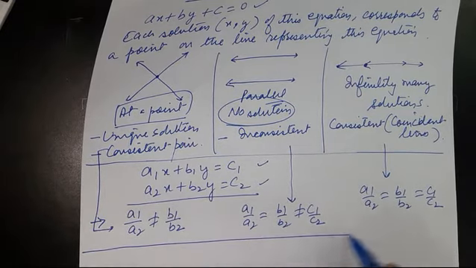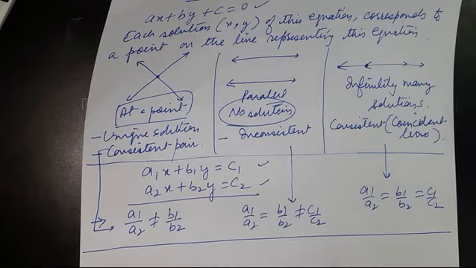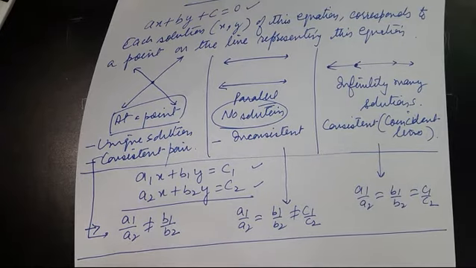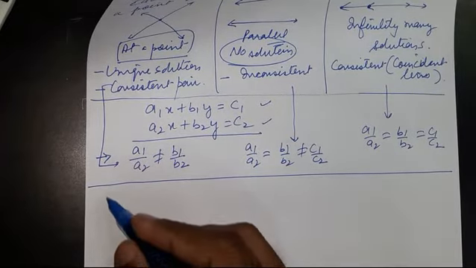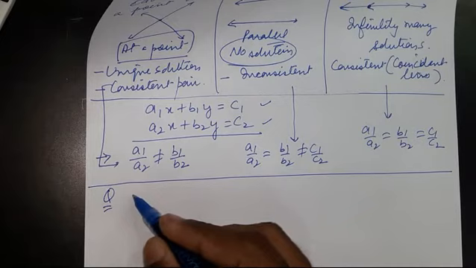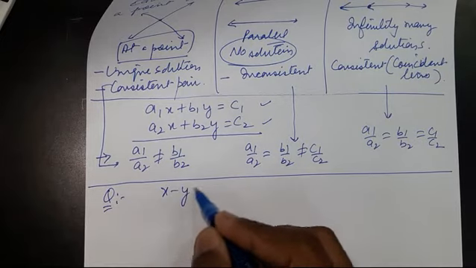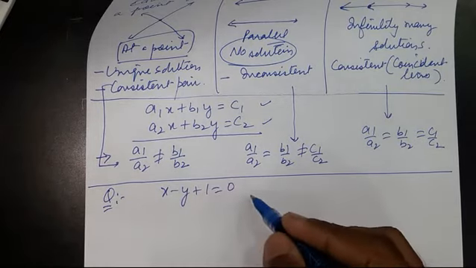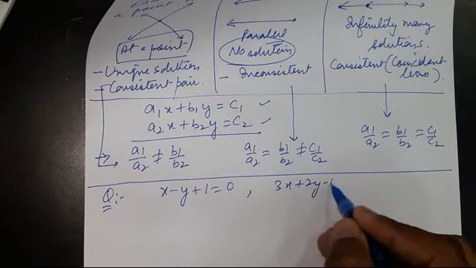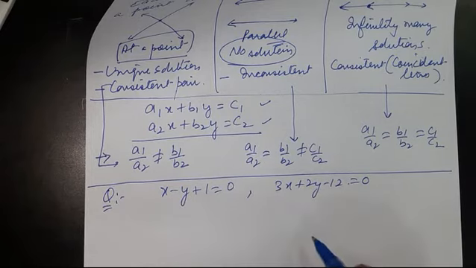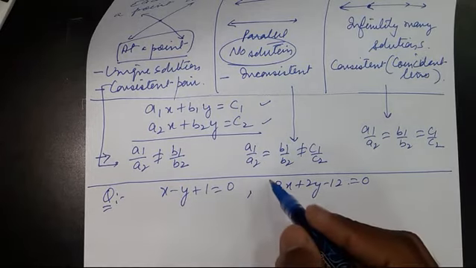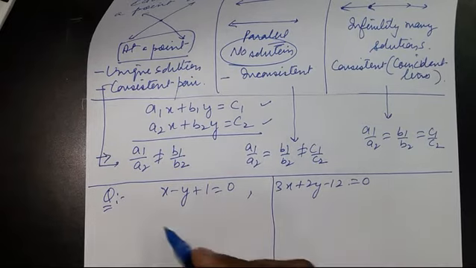So now I am going to take an example of how to solve the equations graphically. This is an example question of NCERT. Here there are two equations, x minus y plus 1 equal to 0 and 3x plus 2y minus 12 equal to 0. So two equations are with you. You have to draw the graph of these two equations. So how can you draw it? Just see what you will do.